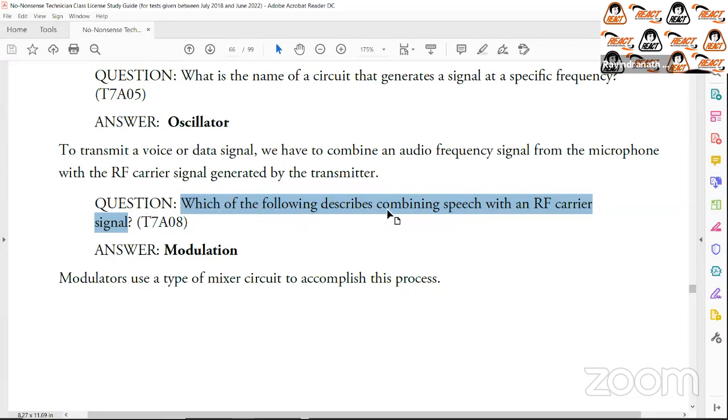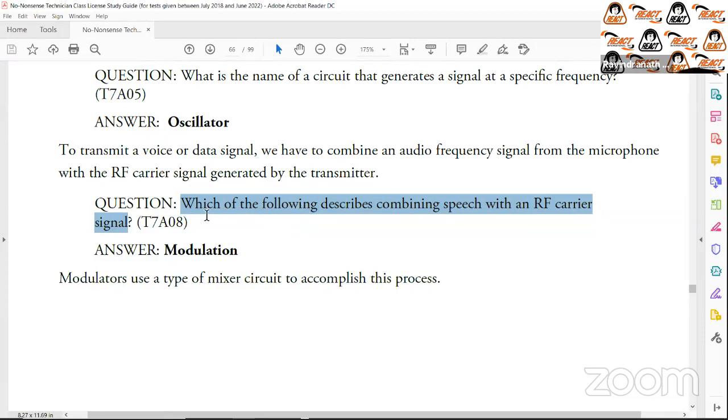Which of the following describes combining speech? So that means we have voice with an RF carrier signal, or the carrier wave, right? We have a carrier and we want to combine speech. What are we trying to do? We have the audio signal and we have the carrier signal, and we're combining them. Remember we said that speech modulates the carrier signal? Well, that's exactly what we are doing.